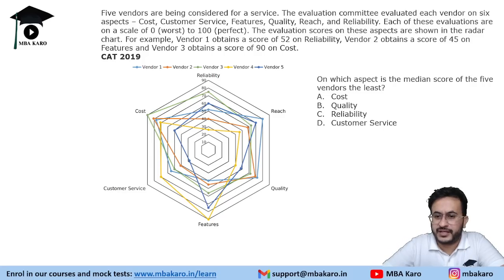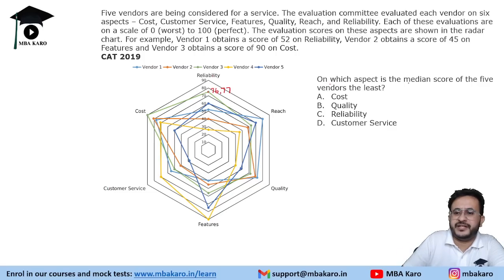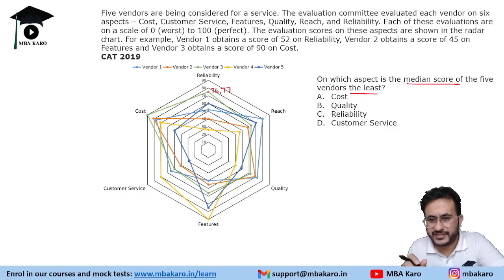Now, this was a set in CAT 2019, a radar chart. Again, calculation was not needed. Students were trying to figure out whether it is 76 or 77. Okay, you did not have to do that, just observation. It is asking on which aspect the median score is the least. Are they asking what is the value of the median score? No, they are asking where it is least.